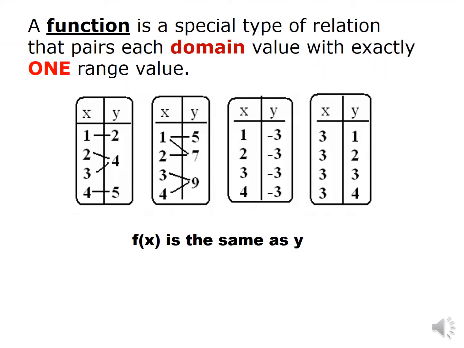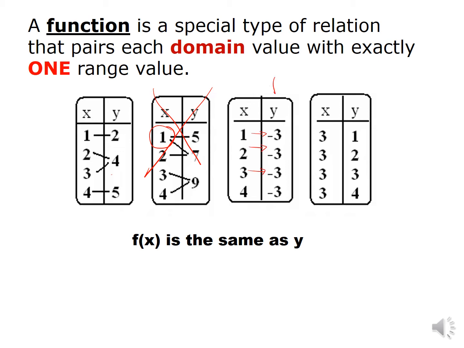Okay, a function is a special type of relation that pairs each domain value with exactly one range value. So you always want to check to see if each x has only one y. It's okay for two x's to have the same y, that's okay. But if you look at this one, this has two answers. So this is not a function. Okay, each one of these has its own answer.